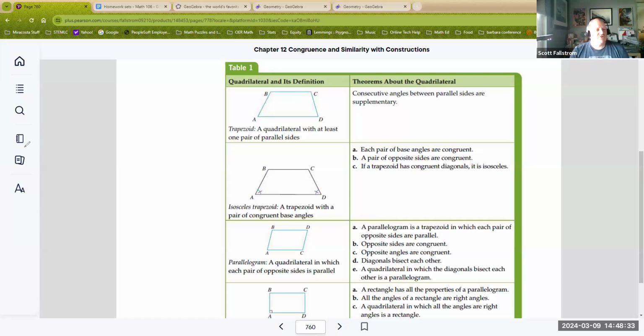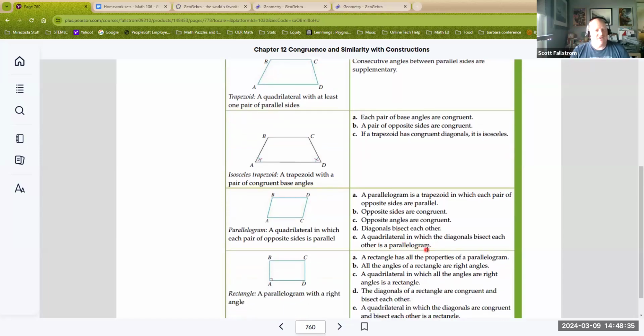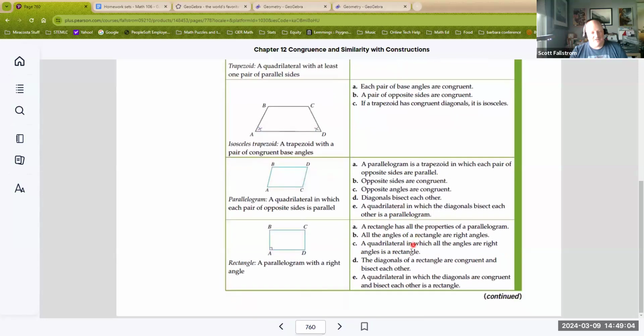Okay. So just realize this right here is a list of proofs. I could say, take this shape, it's a parallelogram. Prove that opposite angles have to be congruent. That would be angle B and angle C. Prove to me those have to be congruent. Why do those have to be congruent? Prove that opposite sides are congruent. Prove that the diagonals bisect each other. That means they cut each other in half. It does not mean that they're the same length.